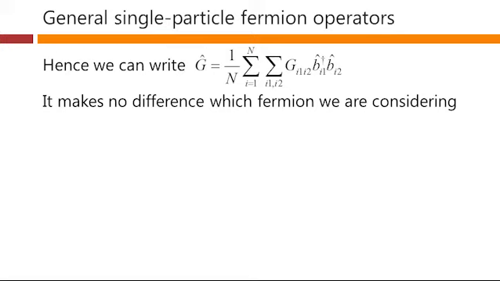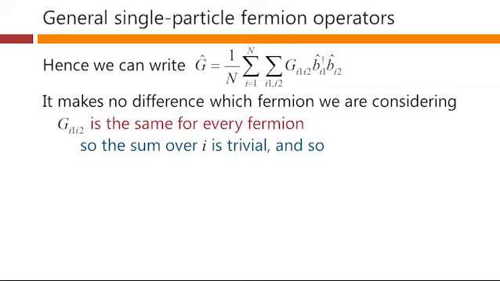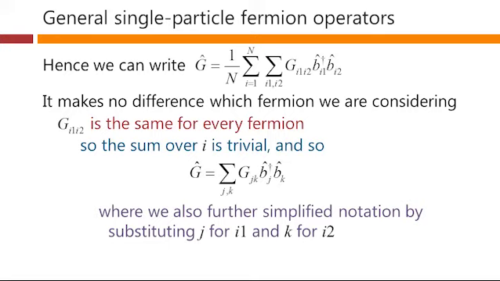It makes no difference here which fermion we are considering. This integral turns out to be the same thing, this number here. And so the sum over I is trivial here. It just sums n times what we have here. And so the sum over I and the 1 over n cancel, and we're left with this expression for our operator in this new formalism. And we've also further simplified our notation here by substituting j for I1 and k for I2.